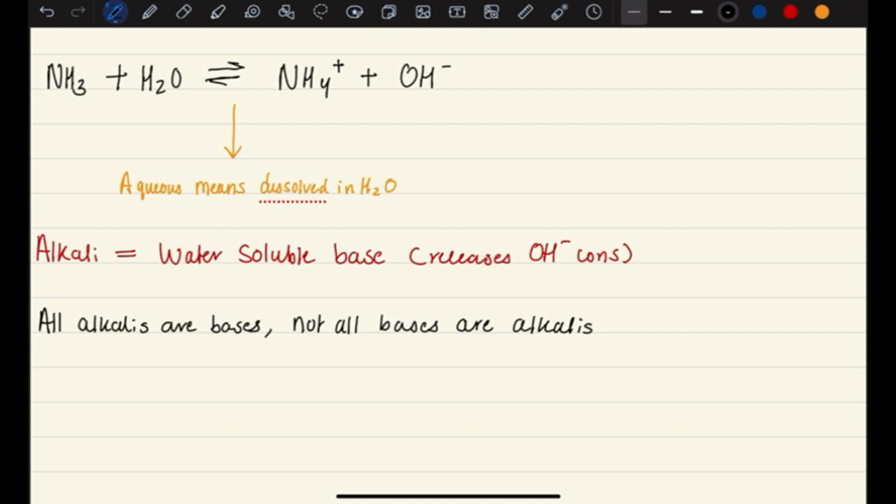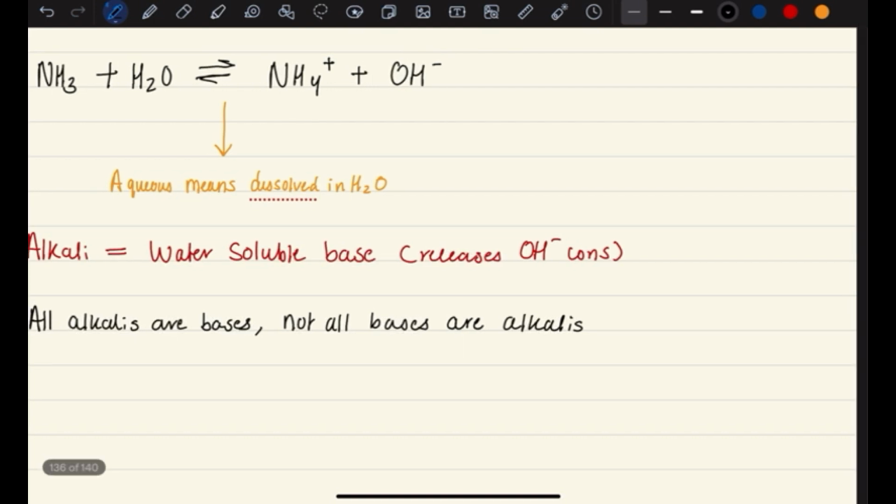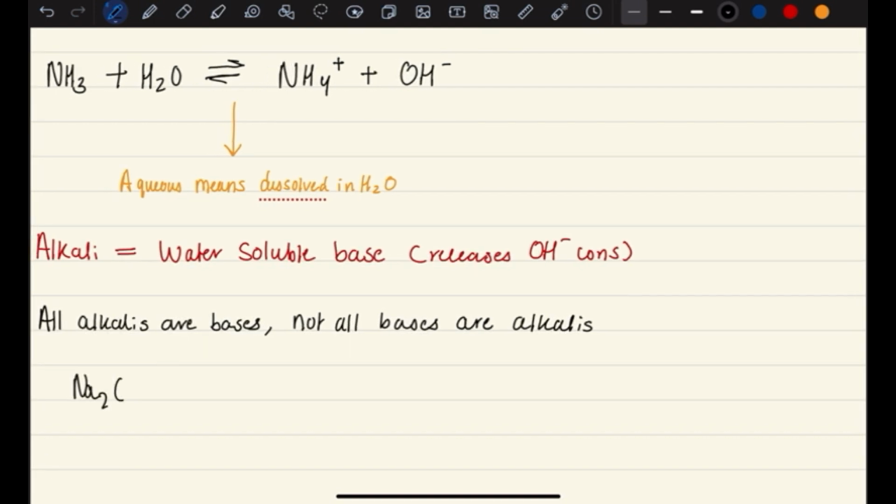Really, really important distinction because, for example, metal carbonates like Na2CO3 or, for example, Na2O, a metal oxide, both of these are bases as well, but they themselves will not have OH minus ions, yeah? So just know the difference between an alkali, for example, NaOH, and bases, yeah? Hope you're happy with that.